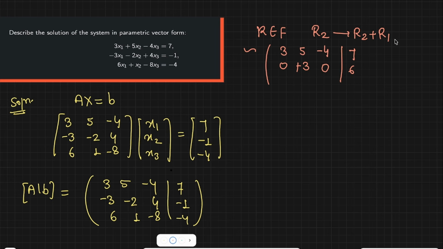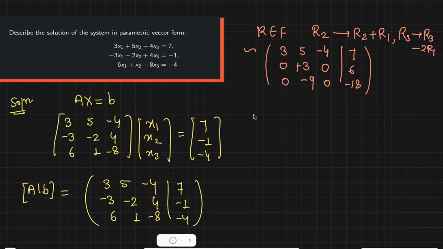Now next I will use R3 interchange R3 minus 2R1, then it will be 0, 1 minus 10, it will be minus of 9. Okay, and next is minus of 8 minus of minus plus 8, this will be 0. Then next will be minus 4 minus 7 and 2, it will be minus 4 minus 14, it means minus 18. Okay, this will be minus of 18.